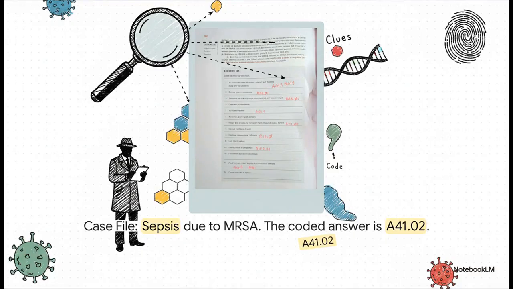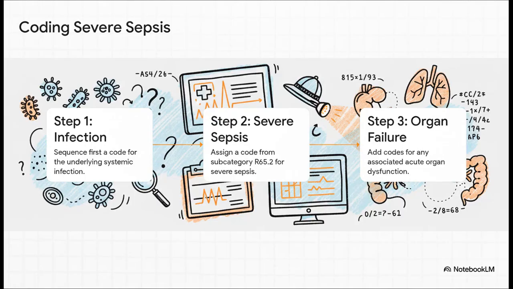Let's look at a real-world example. The diagnosis here is sepsis due to MRSA. Our investigation leads us to code A41.02, and this one code is just brilliant because it captures both the condition, sepsis, and the specific bug causing it, MRSA. It's what we call a combination code. It tells the entire story in one tidy little entry. But what happens when sepsis turns severe? Well, the story gets more complicated, and so does the coding.